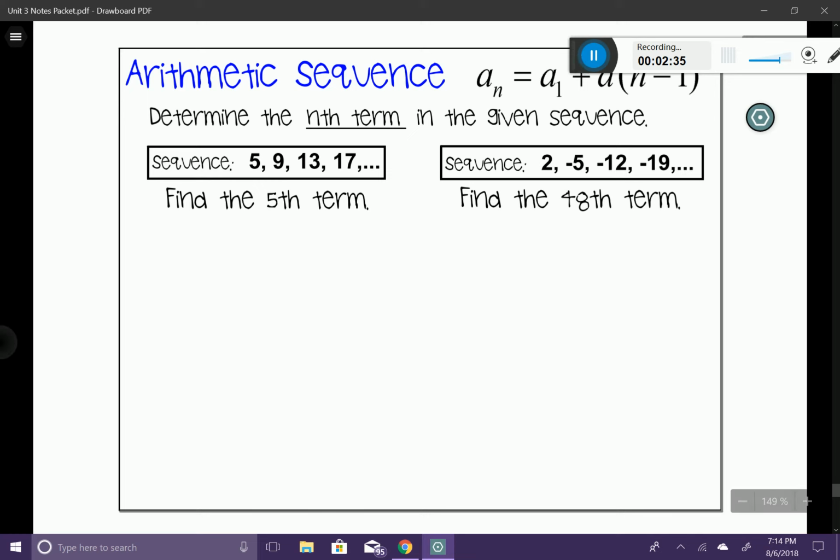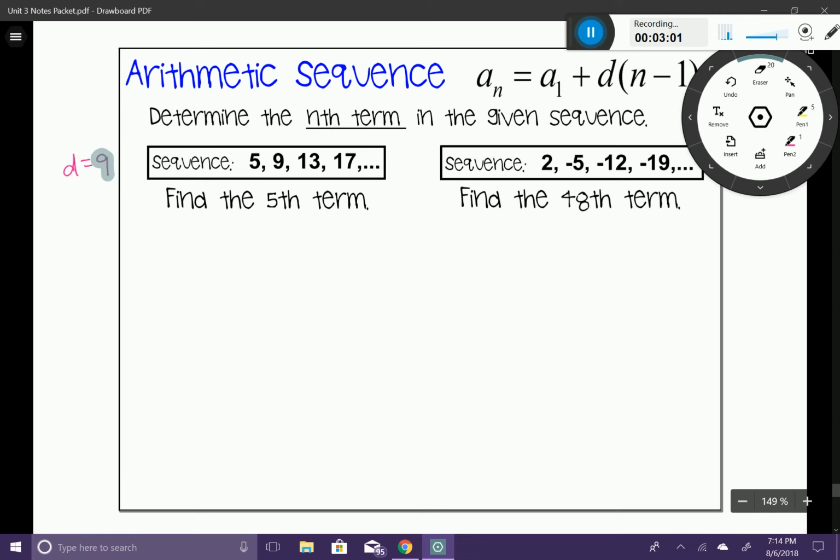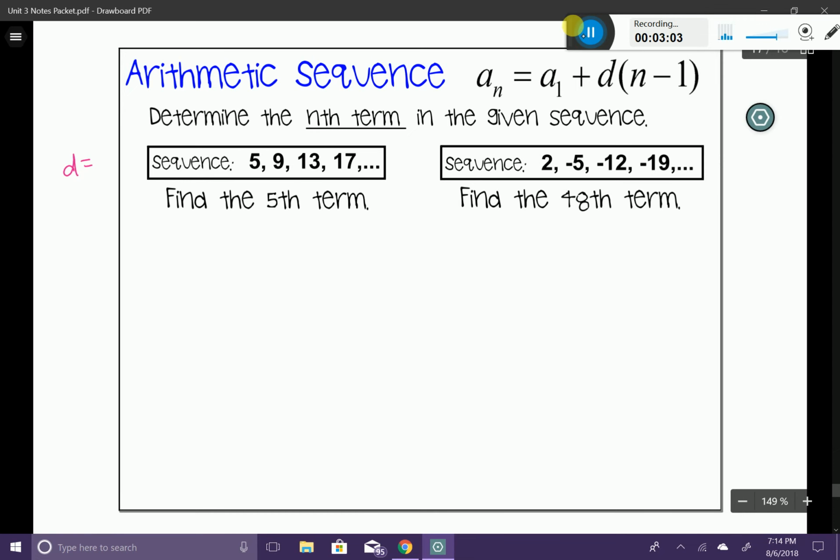I'm not worried about memorizing the formula right now. I do have it up at the top so that we can use it. So let's go ahead and determine the nth term in the given sequences. Let's start with the first one. I have 5, 9, 13, and 17. You can see that all of these numbers are increasing by 4. So therefore, my common difference, that's going to be 9. Not 9, I'm sorry, I was looking at the 9 when I said it. It's 4. So the common difference is 4.